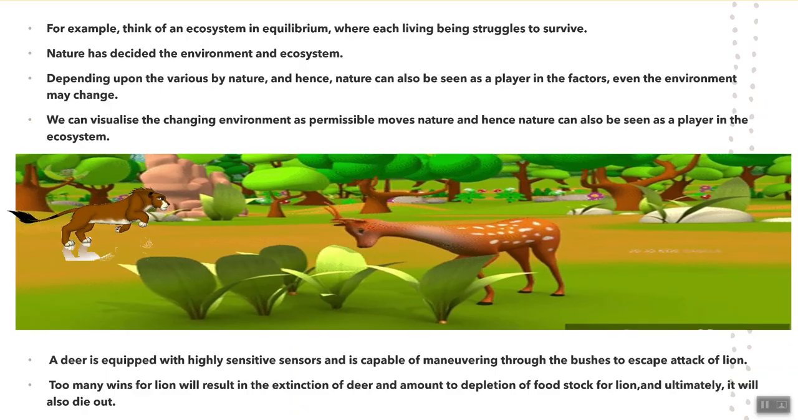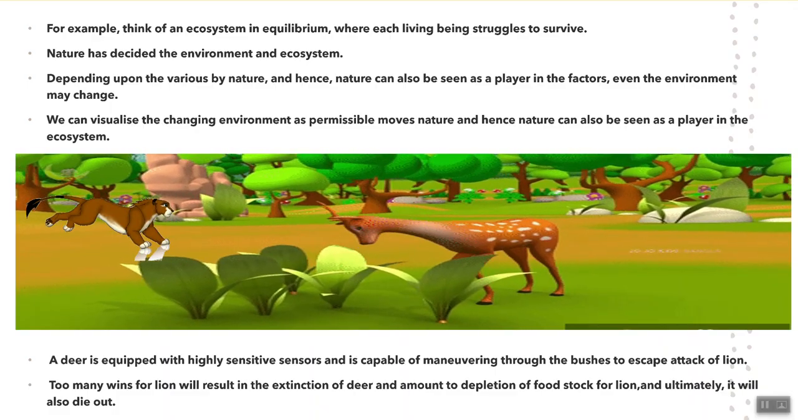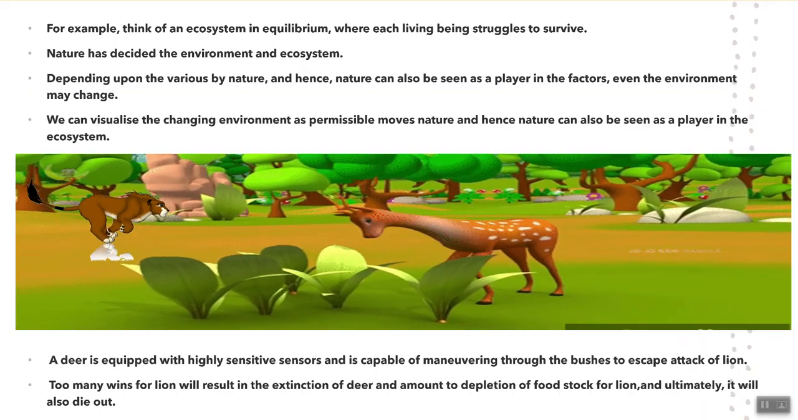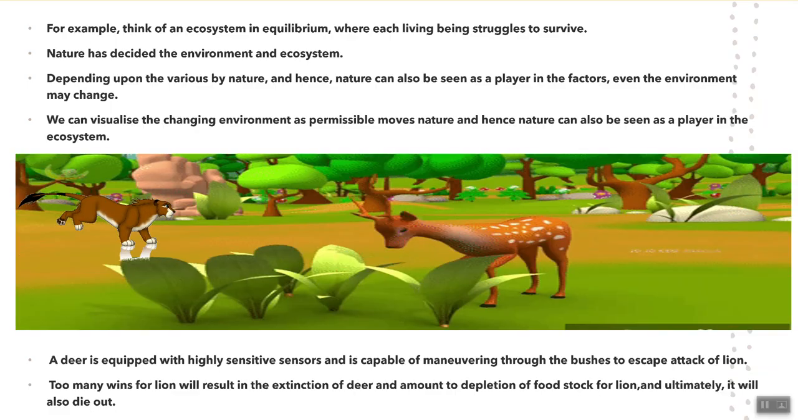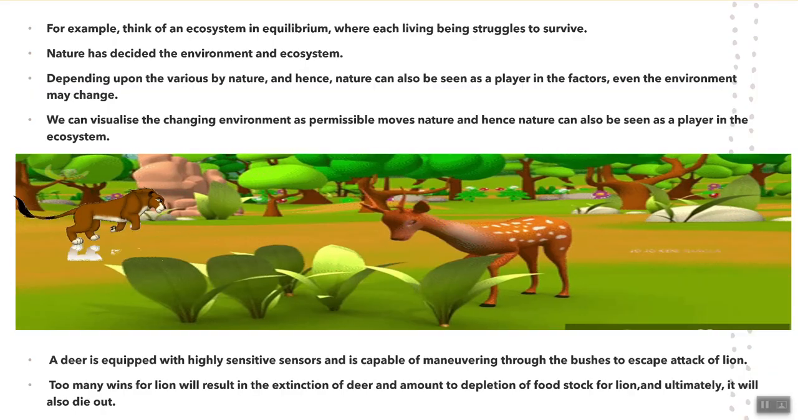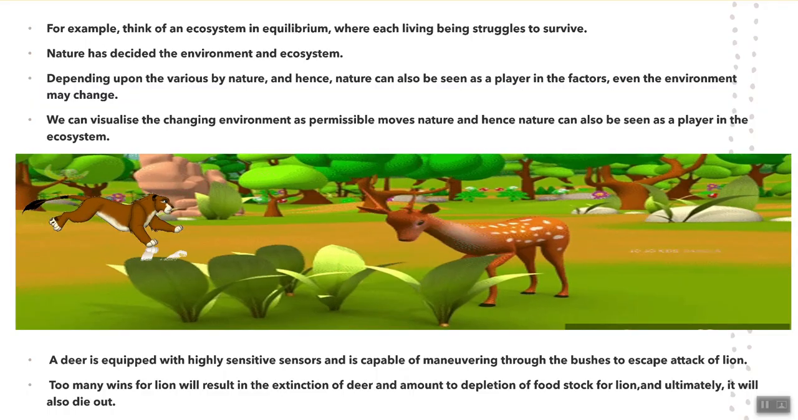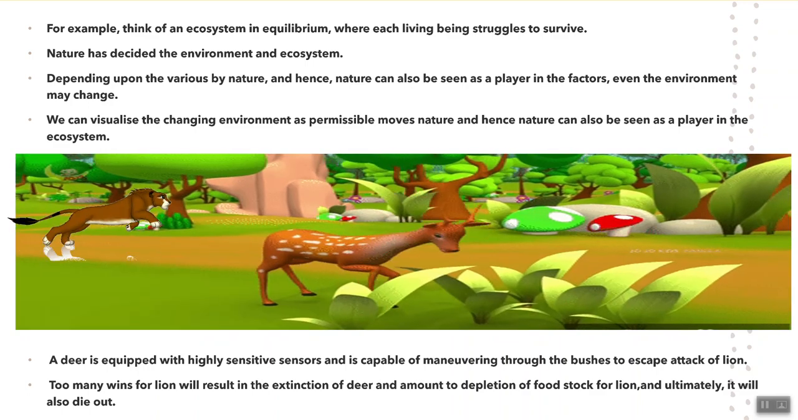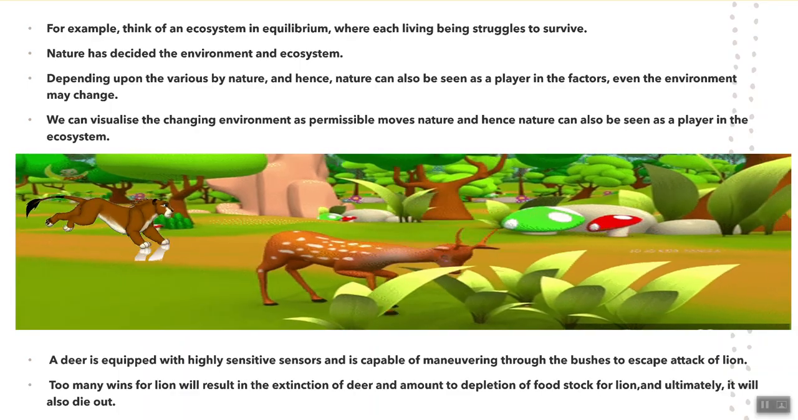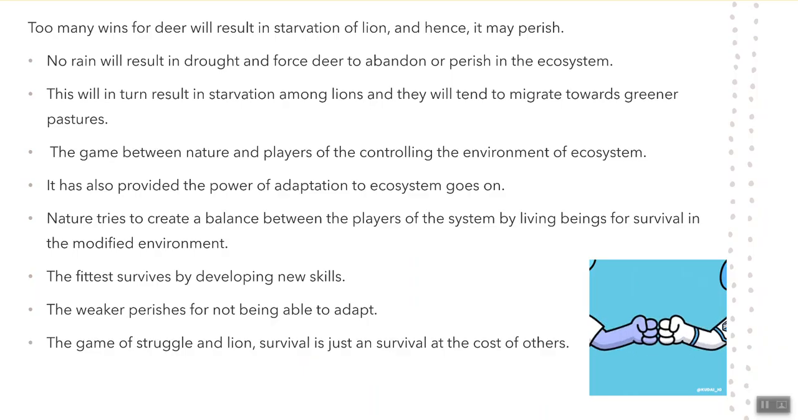So this can be improved only when agriculture is taken up by every person, it can be a hobby, or it can be done while doing anything else, just considering it also as a best career option. Okay, now not sticking to this example, just relating you to that. So too many wins for a lion will result in extinction of a deer and amount to depletion of food stock for the lion. Ultimately, it will also die out.